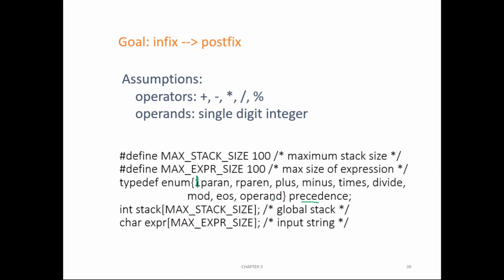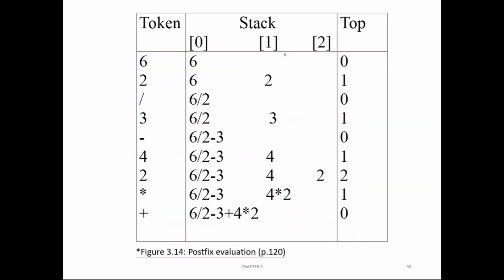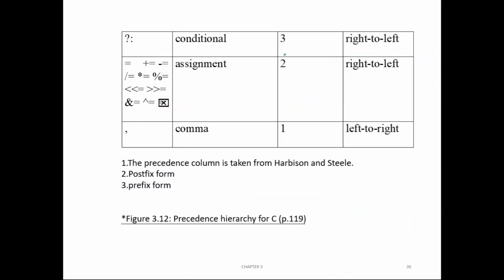of string or operand. Then we are creating a character variable symbol, and then we are creating two integers, operand 1 and operand 2. Then initially we are setting n is equal to 0, because we have to read character by character from the 0th position from this particular expression. So we assume that this expression holds whatever string we want to evaluate.